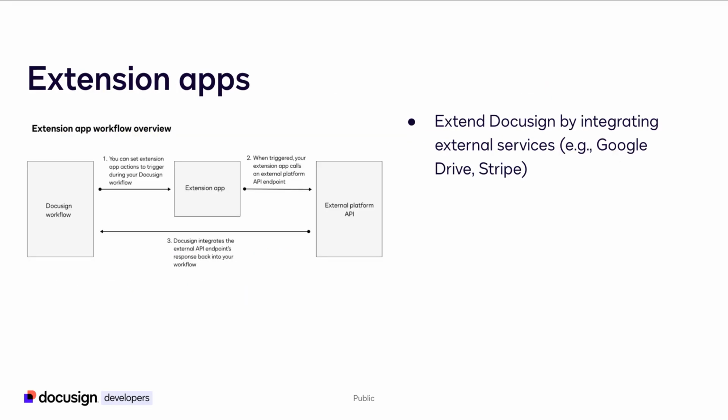To understand what makes private extension apps valuable, let's first look at what extension apps do. Docusign extension apps let you connect your applications and systems directly into Docusign products like Maestro, Navigator, and e-signature, enabling end-to-end automation of your agreement processes.